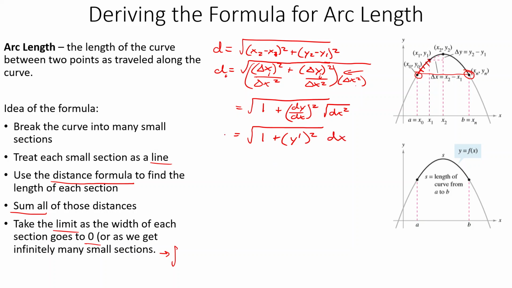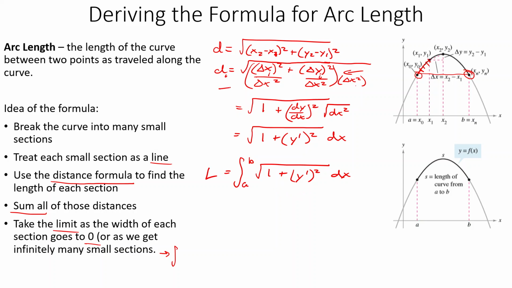All right, and that was just one section. So then what we do is we integrate this over the entire interval, from a to b of the square root of 1 plus the derivative squared dx. All right, and that's our arc length formula. That's it right there.